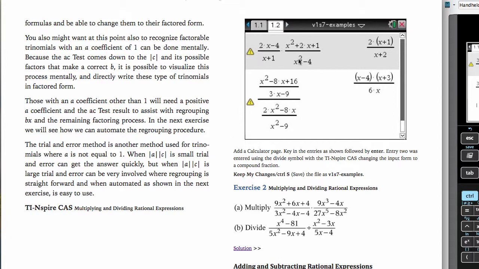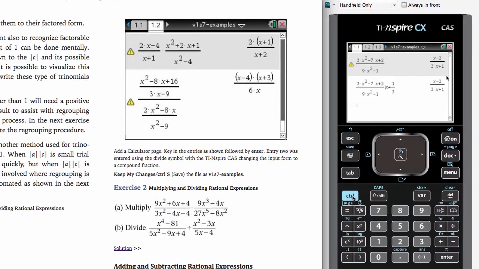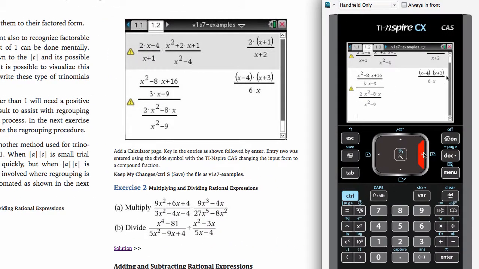To put these into our calculator, we enter these in and work them out. Let's go ahead and take a look at it on our calculator. So we can see the last one turns out to be x minus 4 over x plus 3. So we put it in, and then when we hit enter, it flipped the answer into a compound fraction. And if we scroll up, we can see that the top answer is the same here.